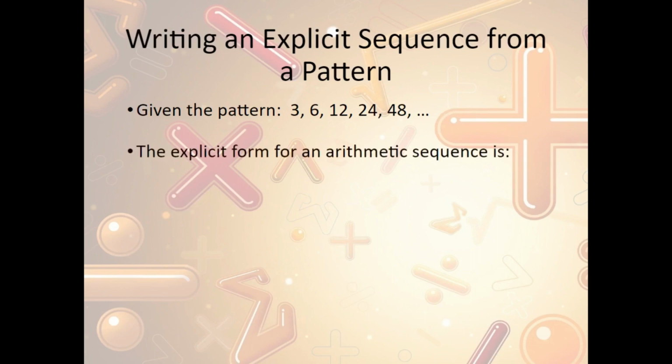So if we're given a pattern here, 3, 6, 12, 24, 48, we go ahead and fill this in. So a_n we don't know. We do know a_1 and we do know r. So a_n is equal to, the first one is 3, and the r value we're multiplying by 2 each time, so r is 2. So this becomes 3 times 2 to the n minus 1.